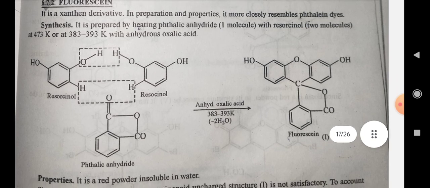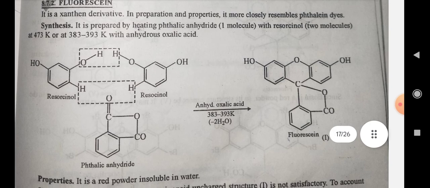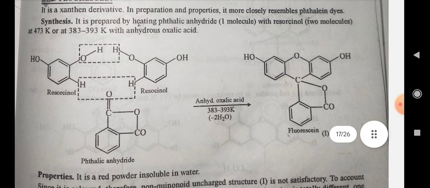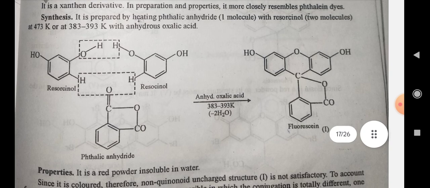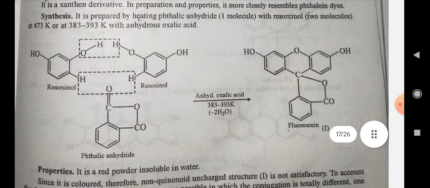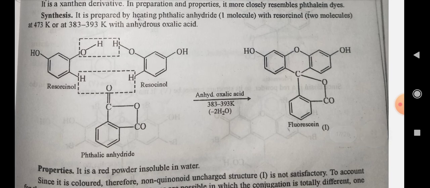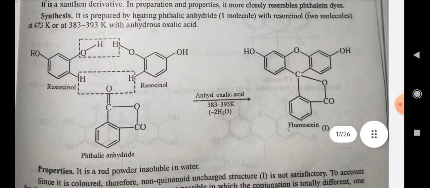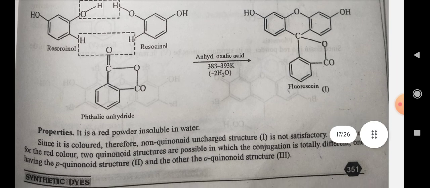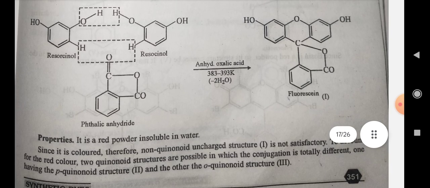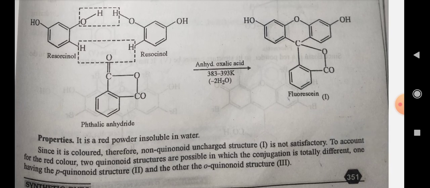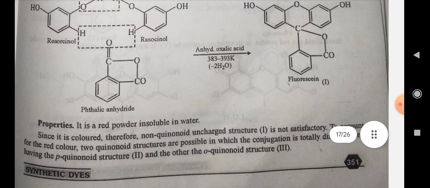Fluorescein. It is a xanthene derivative and in its properties it more closely resembles phthalein dyes. Synthesis: it is prepared by heating phthalic anhydride with resorcinol at 473 Kelvin temperature, or at 383 to 393 Kelvin temperature with anhydrous oxalic acid. When phthalic anhydride is heated with resorcinol in the presence of anhydrous oxalic acid, then fluorescein is formed as a product.